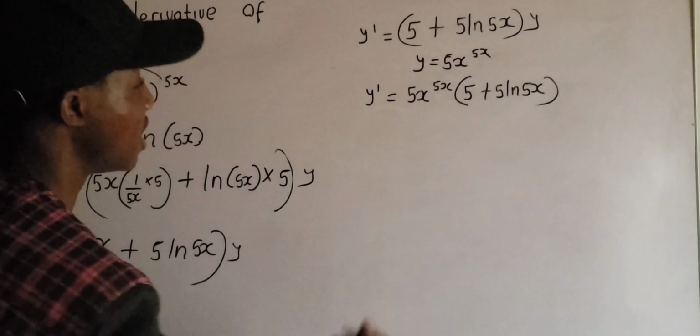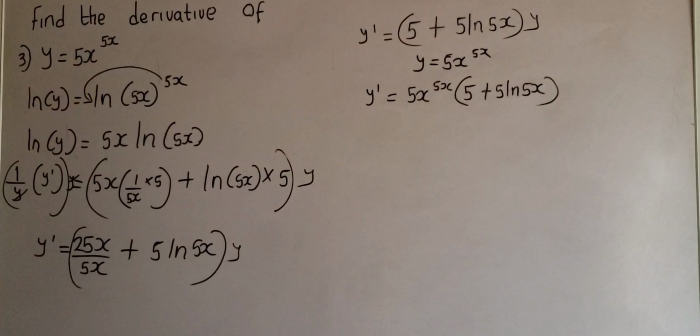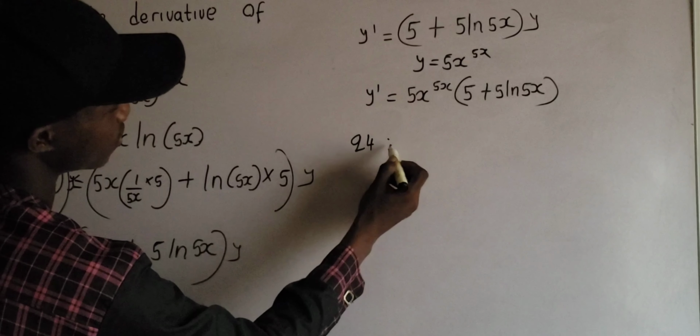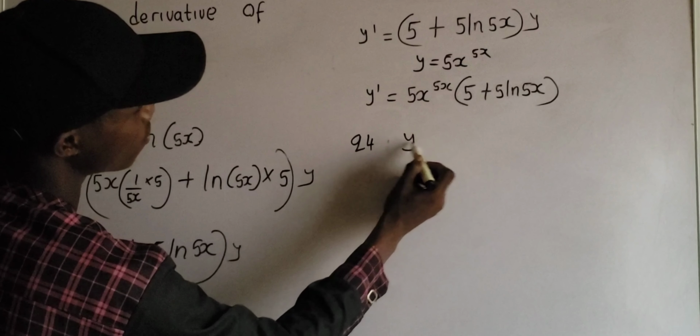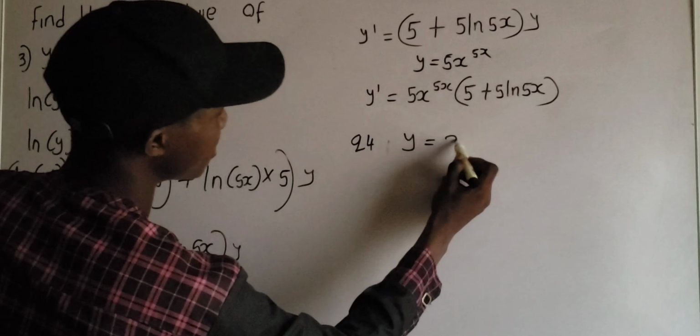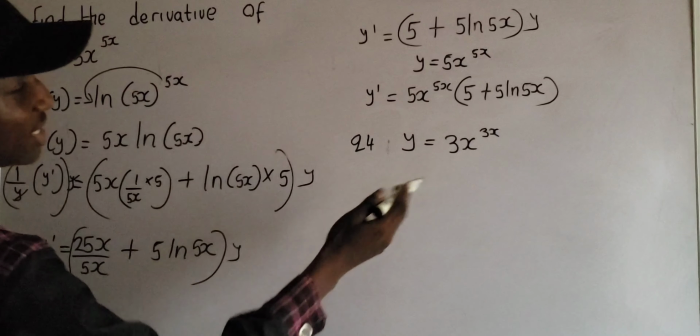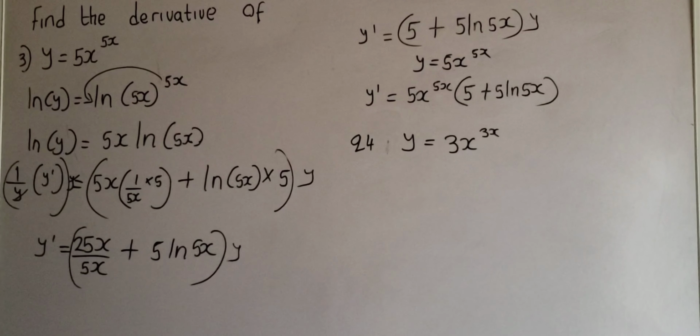Okay, so I want you to try this. We have done 3 examples now. I want you to try question 4. Differentiate y equals 3x raised to the power of 3x. You are going to use the same approach. You can try this and drop your answer in the comment box. I'm going to attend to it.